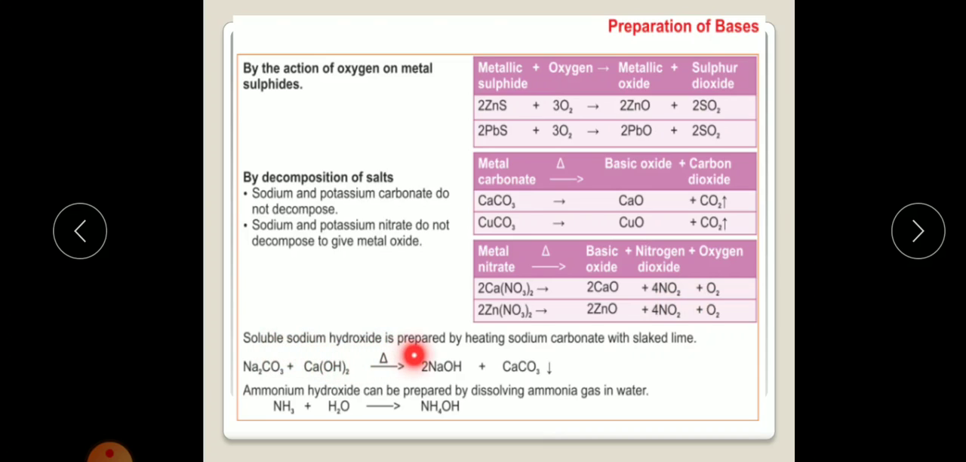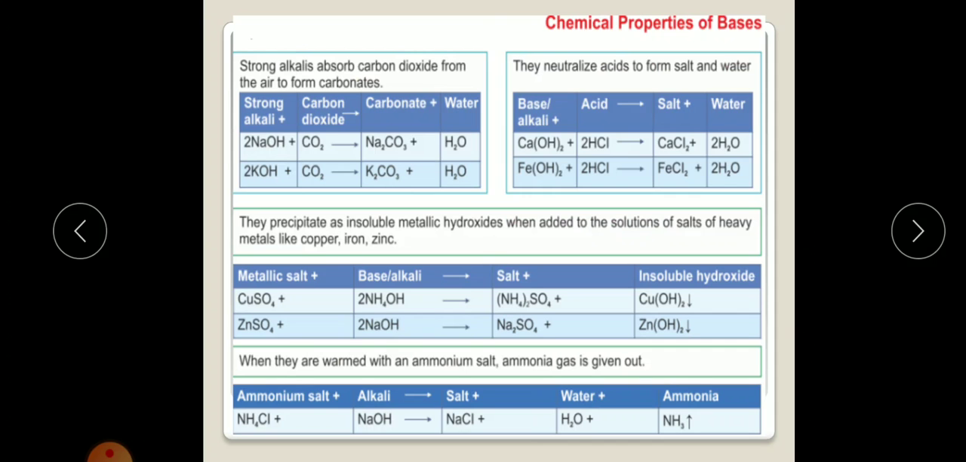Soluble sodium hydroxide is prepared by heating sodium carbonate with slaked lime. So we can prepare sodium hydroxide by reacting sodium carbonate and calcium hydroxide. So by the use of one base, we can generate another base, sodium hydroxide. Ammonium hydroxide can be prepared by dissolving ammonia gas in water. So to obtain ammonium hydroxide, which is a weak base, ammonia gas is dissolved in water. Fine. So those were the preparations of bases.